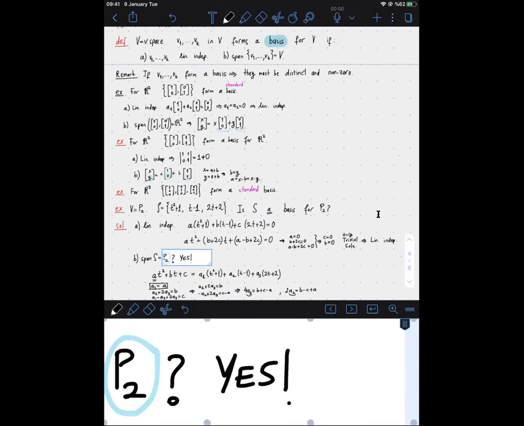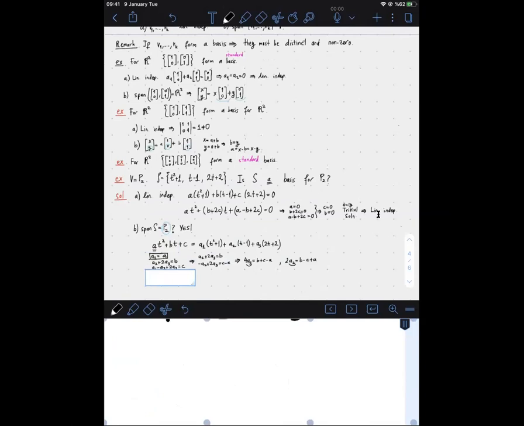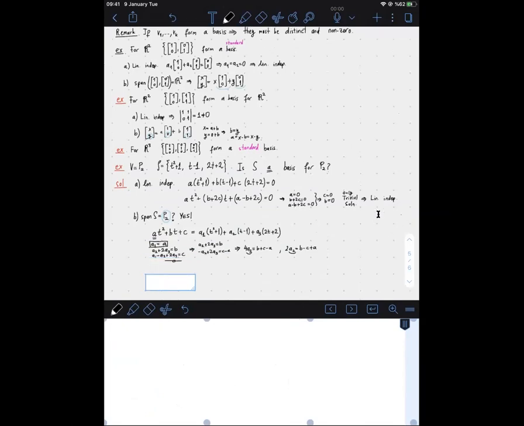There was an easier way of doing the second part. What was the easier way? Okay, so the easier way is this. So this problem is finished. There's an easier way of doing, in fact, both parts. Recall.